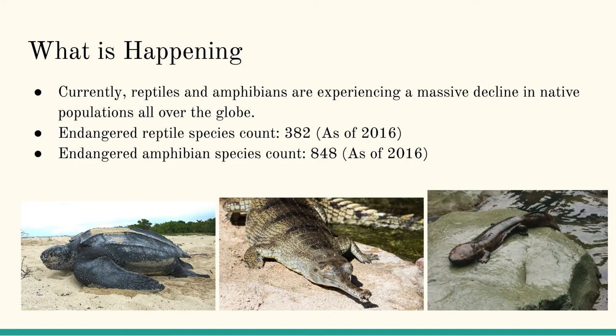And according to the IUCN, which is the International Union for Conservation of Nature, they estimate that there are about 382 reptile species that are endangered, and that is as of 2016. And that number is going to be more than double for amphibians at 848. And this is just the species that they are aware about because there are so many different reptile and amphibian species. It's hard to keep count of every single species. So this is only the ones that researchers are aware about. So it could be more or less.